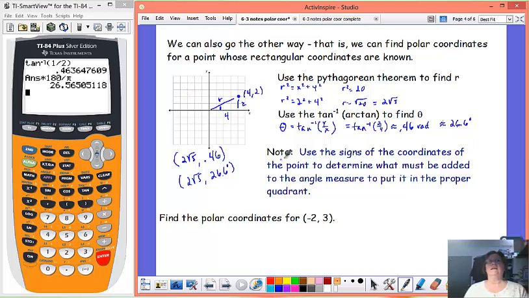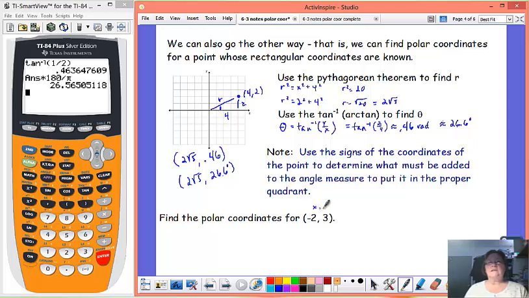where it belongs. If we happen to have both coordinates negative, that would put our point in the third quadrant. Tan inverse gives us an angle in the first quadrant. We'd have to add pi radians to get that. So you need to be aware of which quadrant your point is lying in, because your angle measure depends on that. So let's try this one.